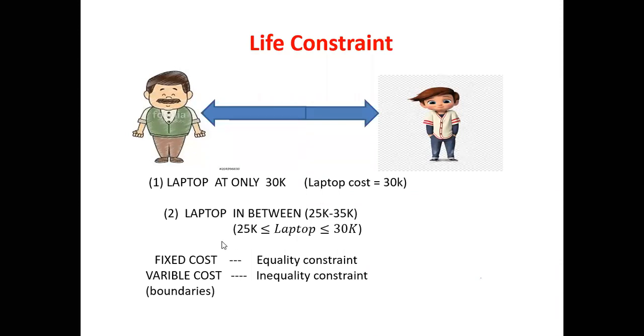So that's why our constraints are mainly divided into two types: equality constraint and inequality constraint. What we observe in this example is that an equality constraint is fixed. Coming to the inequality constraint, it is the variable cost in this example, or the inequality constraint will have some boundaries. This is our life constraint.